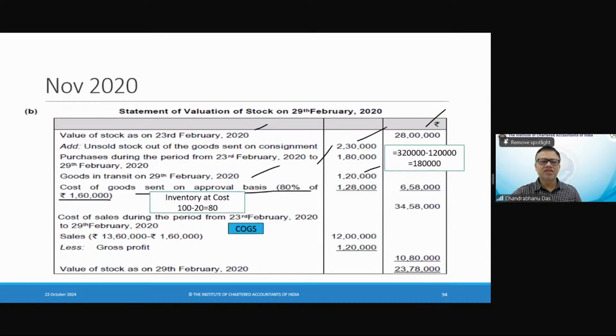Then you have to show the COGS, which you have to deduct. Cost of sales during the period from 23rd February to 29th February: sales 13,60,000 minus 1,60,000, that consignment sales, we are taking it out. Deduct the gross profit which you got from the working notes, and you get 10,80,000. So your value of stock as on 29th February is 23,70,000. You can see this is similar to your practice questions. If you can solve such problems, you get 10 marks here. If you have any doubt, you can ask me.